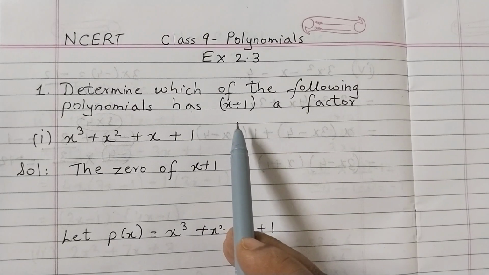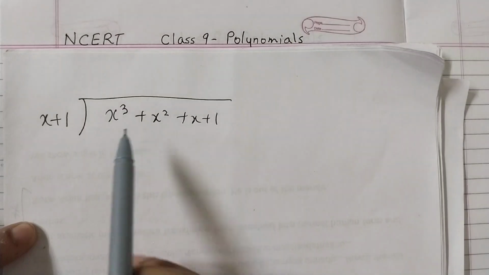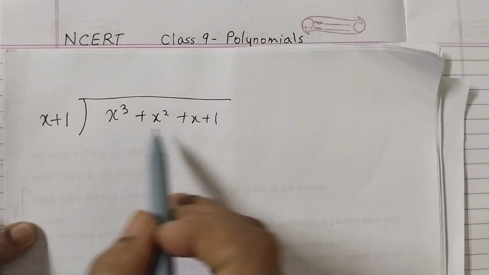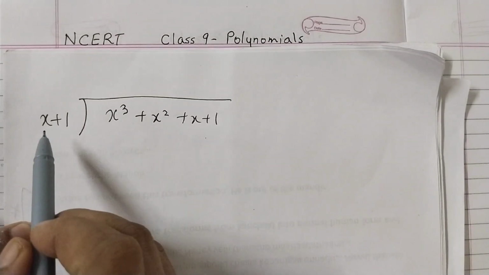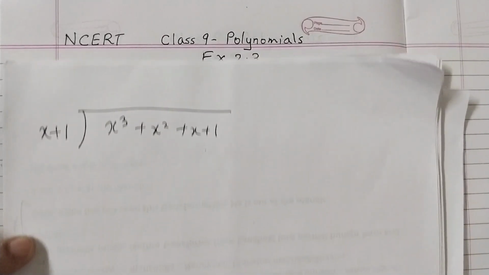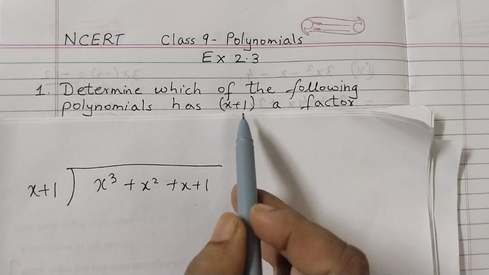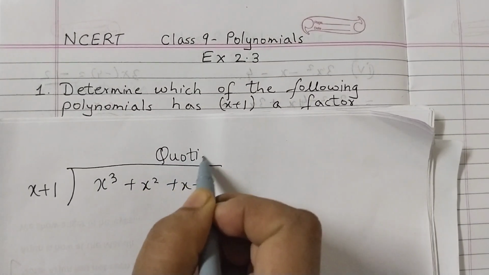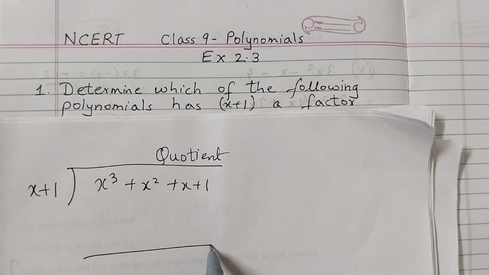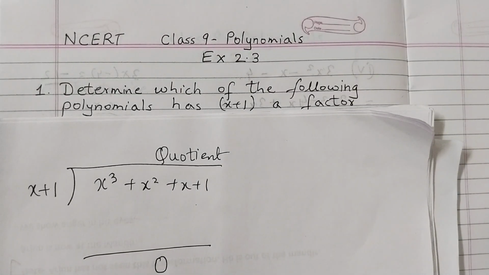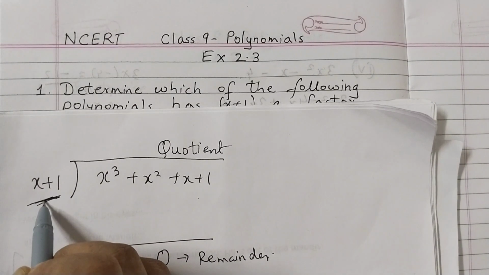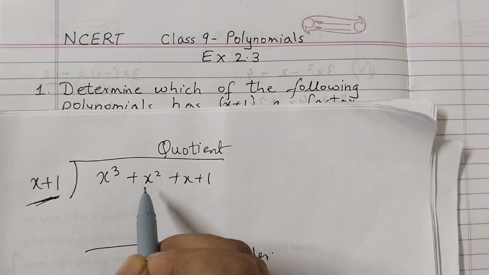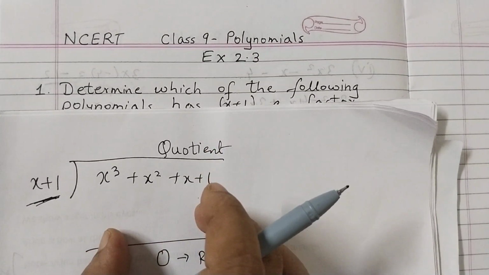given polynomials. So one way of finding out this is by using long division, where you write p of x, that means the polynomial which is given to you, and then you would write the factor which is given here as x plus 1. You would divide it. Here you will get the quotient, and then when you divide it you will get the remainder. If the remainder is 0, then x plus 1 is a factor of the given polynomial. So this is using long division.